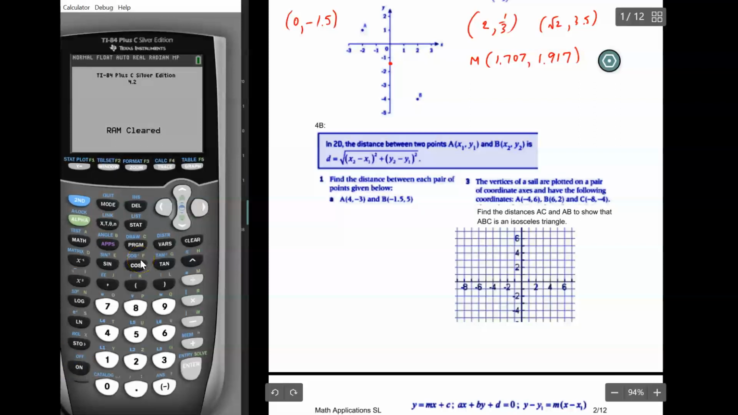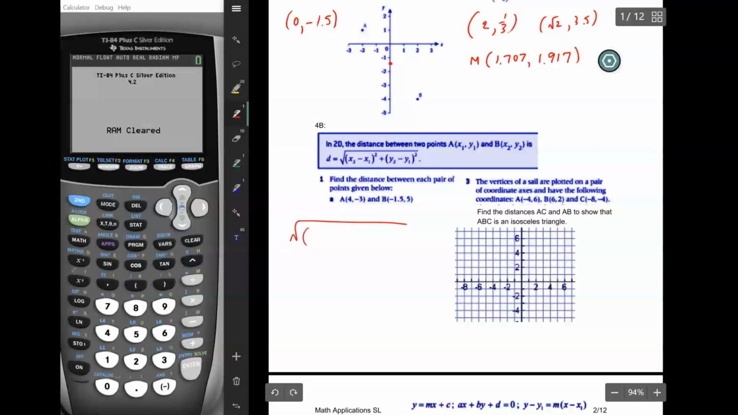this formula here. So what we're going to do is square root of, and then we'll do the difference between the x's, which would be 4 minus negative 1.5 squared, and it's kind of tricky because there's negatives here. And then you add that to negative 3 minus 5 squared. Okay, so let's type that in the calculator.